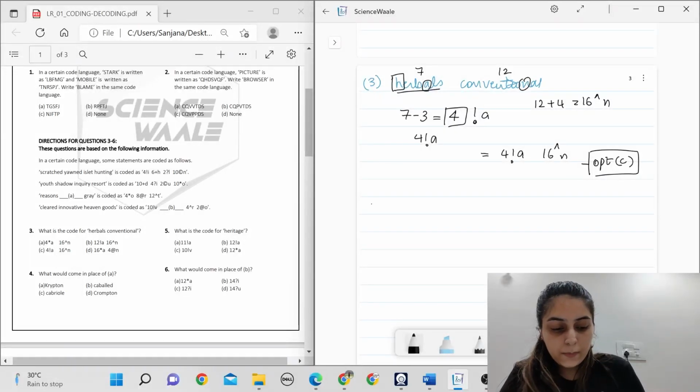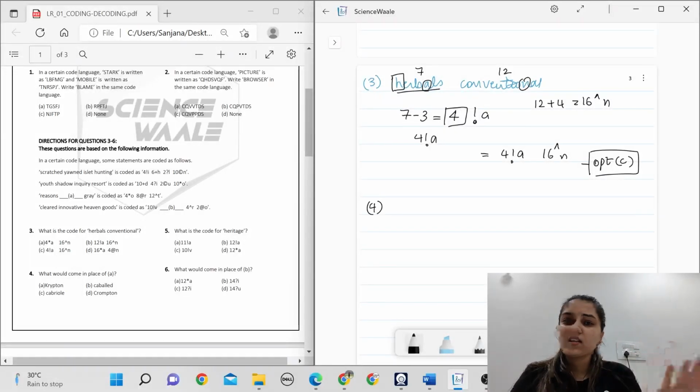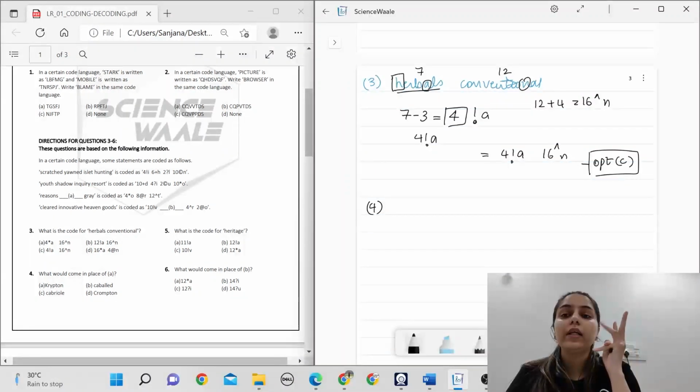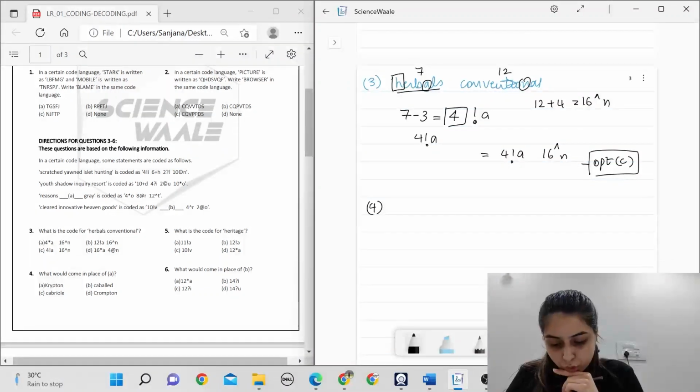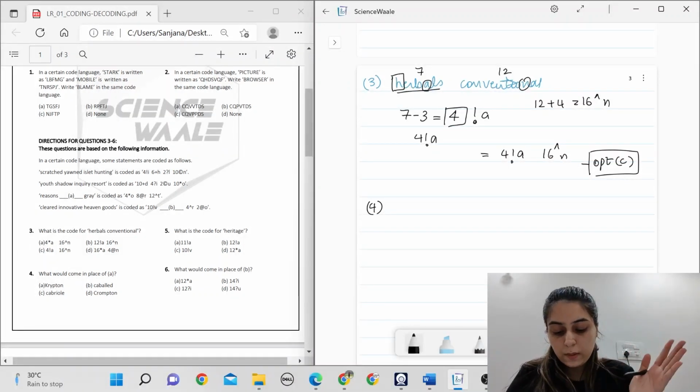Option C. Coming to the 4th question. C is really easy, right? If you understand that we need to find out the letter, the symbol and the number, if you know how to get it, then it's really easy for you to solve these 4 problems. Now coming to the 4th question, they have asked us what would come in the place of A.